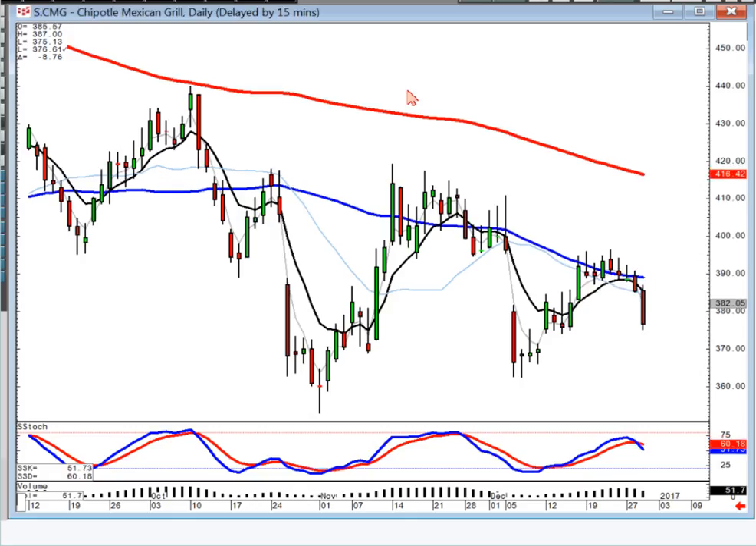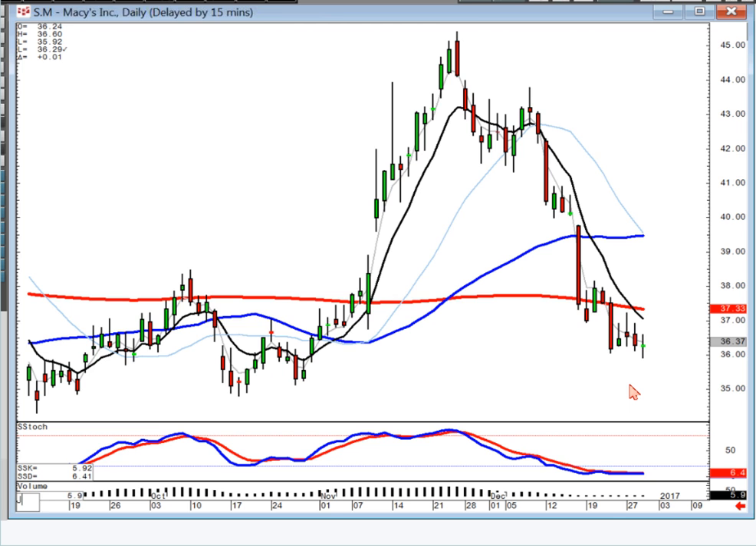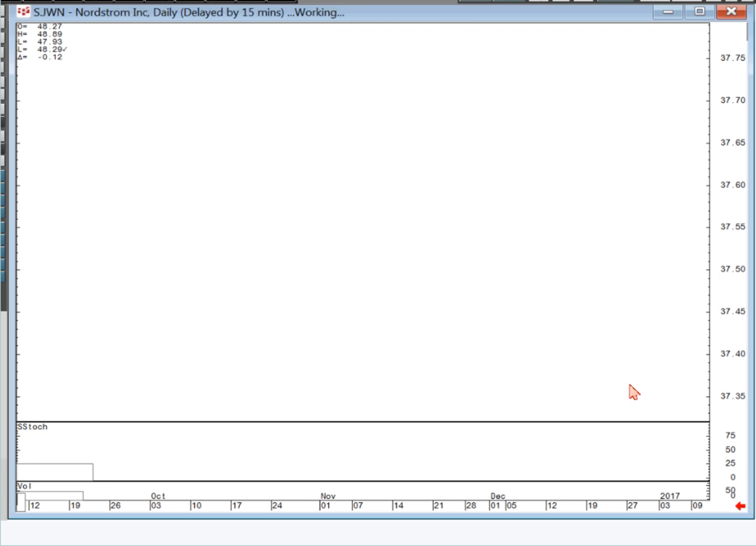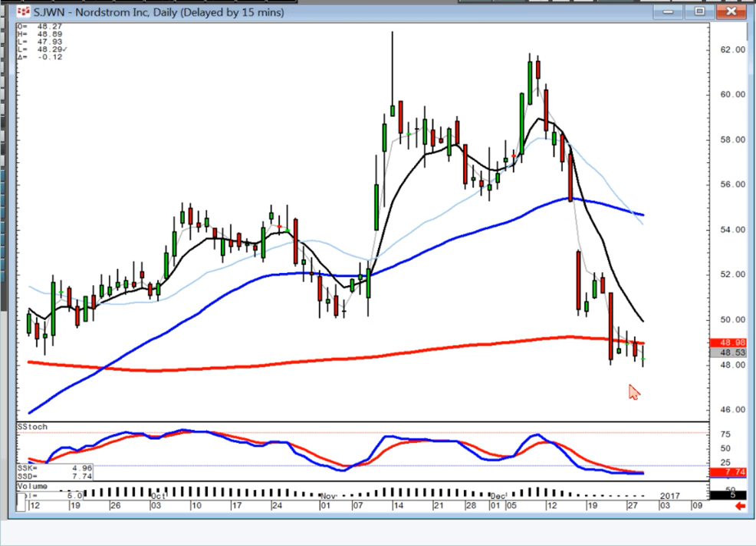And Chipotle, you can see where it keeps failing this downtrending resistance level. Next target is here and/or down here. So I'd stay short on Chipotle. Do Macy's. Macy's stays short. Nordstrom's stay short, but I'd use today's high as my stop. You want to see it come up through that level.